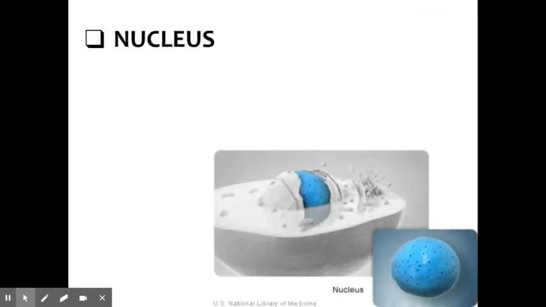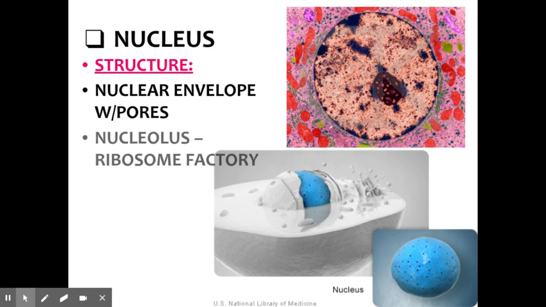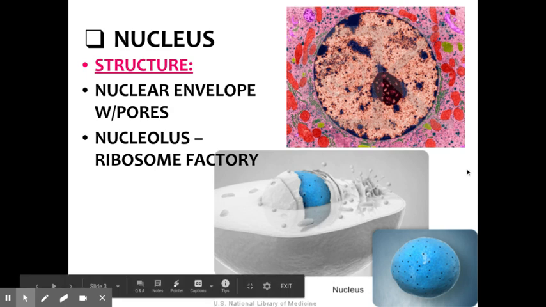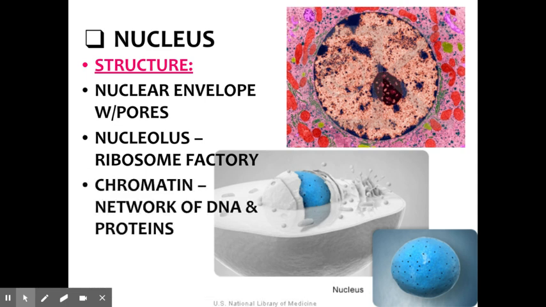The nucleus is the central organelle of the cell. It is made up of a nuclear envelope that has pores. Those pores allow RNA to leave the nucleus and head out to the cytoplasm. There's also the nucleolus, which is this darker round structure here, and the nucleolus creates ribosomes. And finally, inside the nucleus is chromatin, which is a network of DNA and proteins.